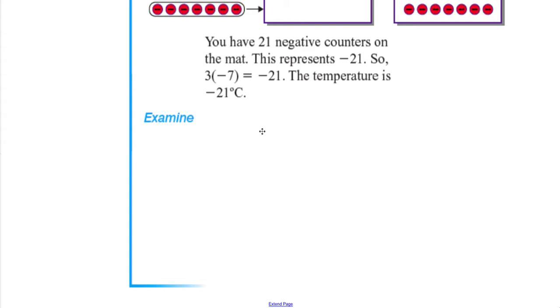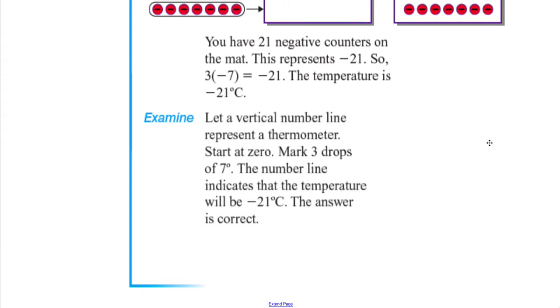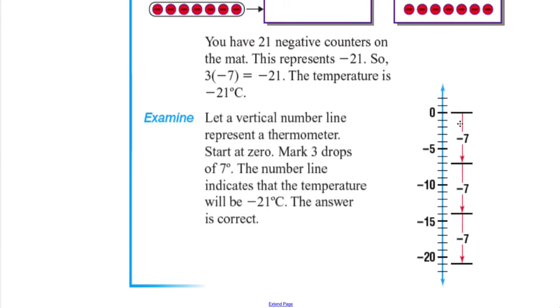Okay? And if we want to check if our answer makes sense or not, we simply create our own vertical number line. So start from 0, mark 3 drops of 7 every single time. So the number line indicates the temperature will be at negative 21. Okay, so the answer is actually correct.